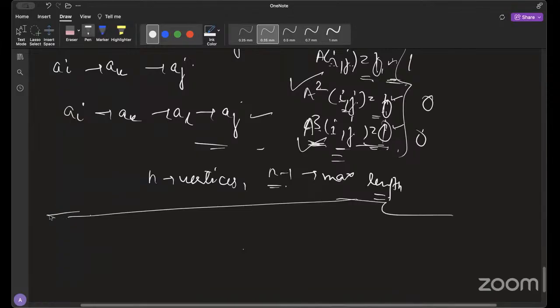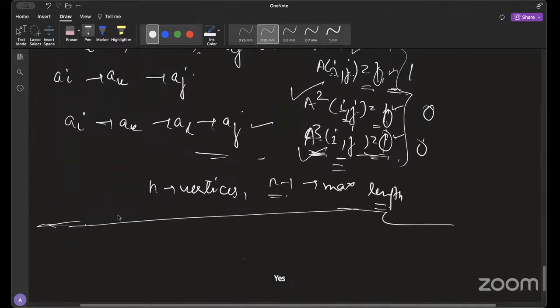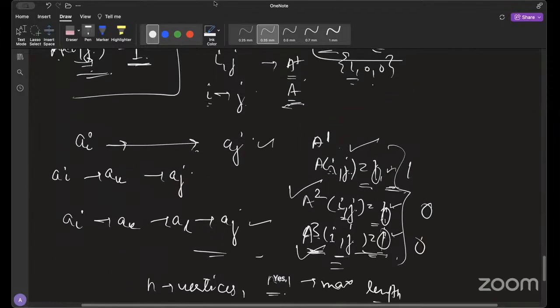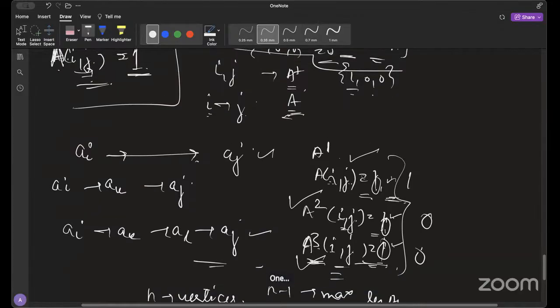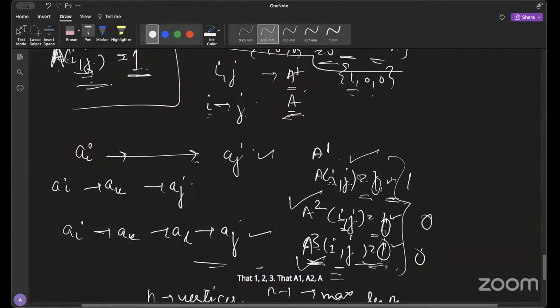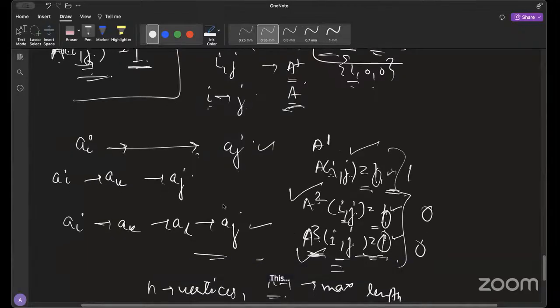Ma'am, yes, hello. And this A1, A square, A3, when to put 0, when to put 1, that I understood. With the diagram also you have shown. But this 1, 2, and 3, that index, that exponent in A1, A2, A3, what does it actually mean? Okay, this means this thing.